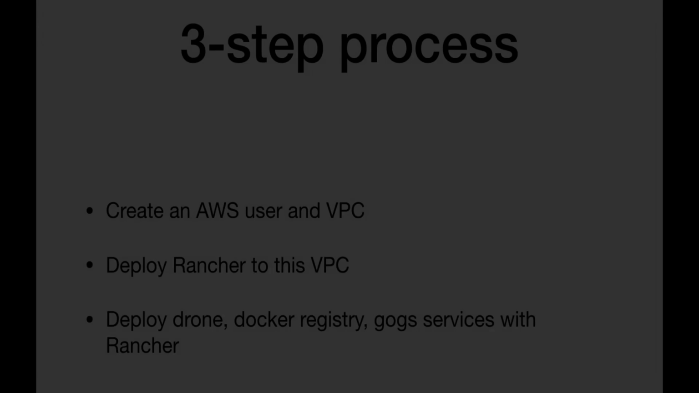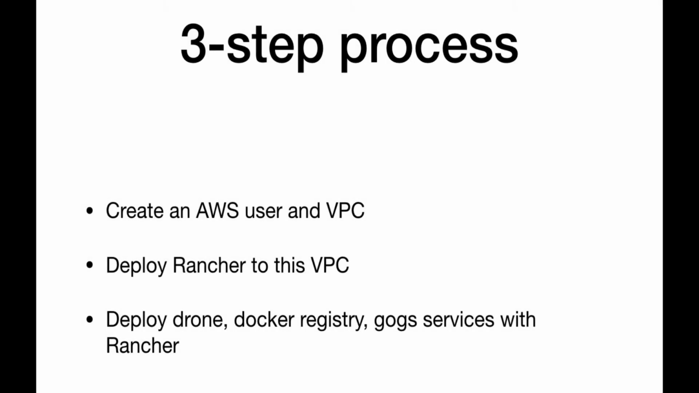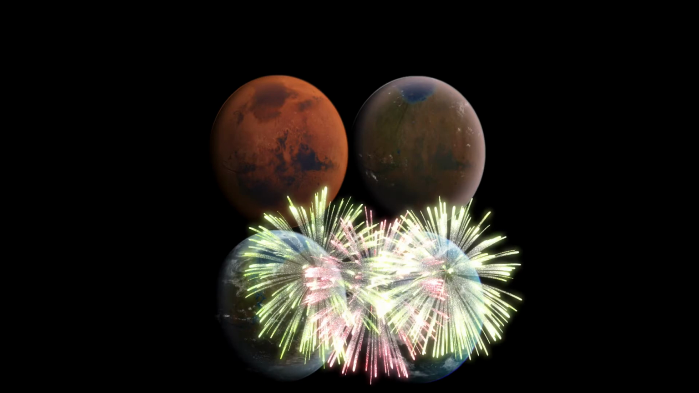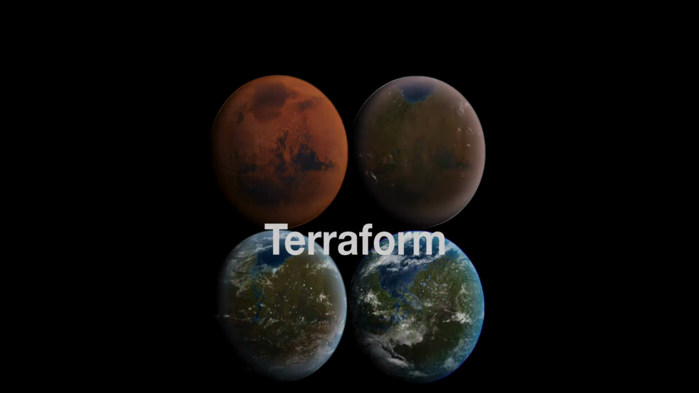So how do we do this 3-step process? Well, to create an AWS user in VPC, we're going to use Terraform. To deploy Rancher to this VPC, we're going to use Terraform. And to deploy Drone, Docker registry, and Gogs services with Rancher, we're going to use Terraform as well. So it's going to be kind of important to learn Terraform. Sorry, I just really wanted to get those transitions in.